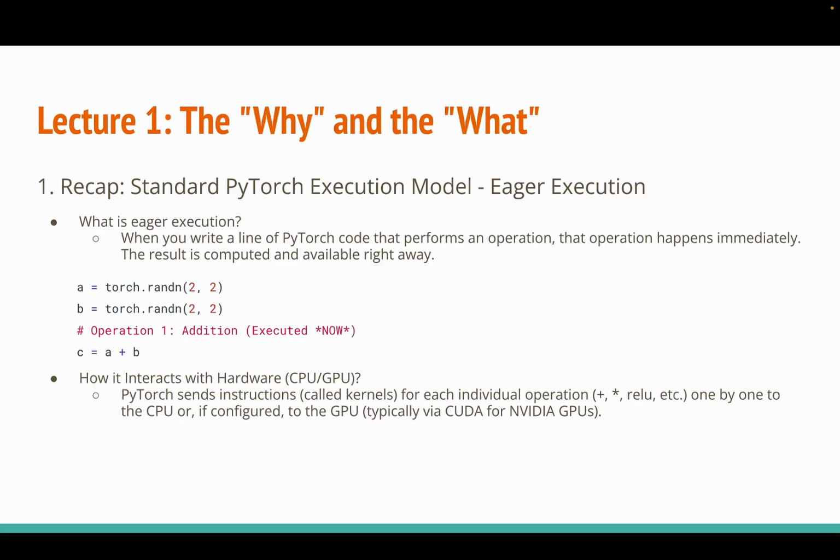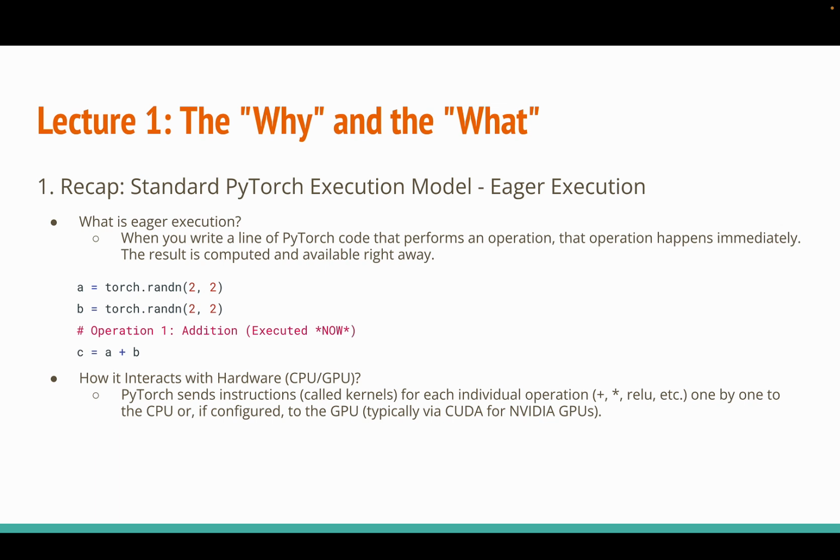So the first part is that let's take a look at the standard PyTorch execution model. We call that eager execution. So what is eager execution? As implied by the name, in the eager execution model, when you write a line of PyTorch code that performs an operation, that operation happens immediately. The result will be computed and available right away.